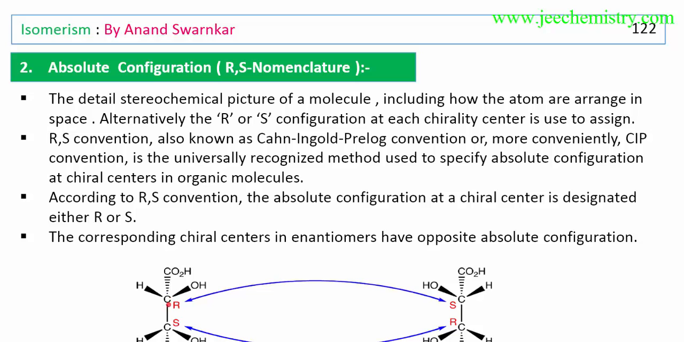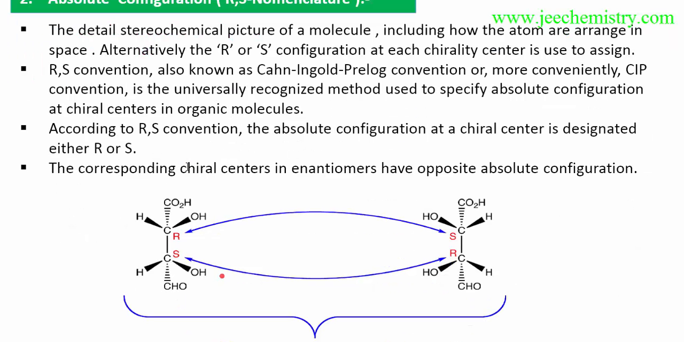In any organic molecule such as this compound, RS configuration is given. This RS configuration is given according to some rules. The rules are described by the CIP convention. By the CIP rules, we can provide RS nomenclature to any stereocenter. Any stereocenter, any chiral carbon, any chiral center can be given RS nomenclature by the CIP rules.